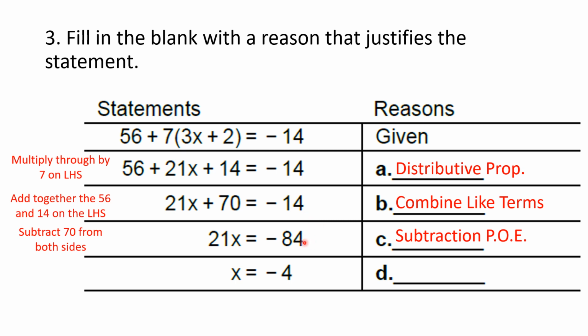All right, and then from line 4 to line 5, we've got 21x equals negative 84, and then it went to x equals negative 4. So how did we get x by itself? We must have divided both sides by 21. What property allows us to divide both sides by the same number? The division property of equality.